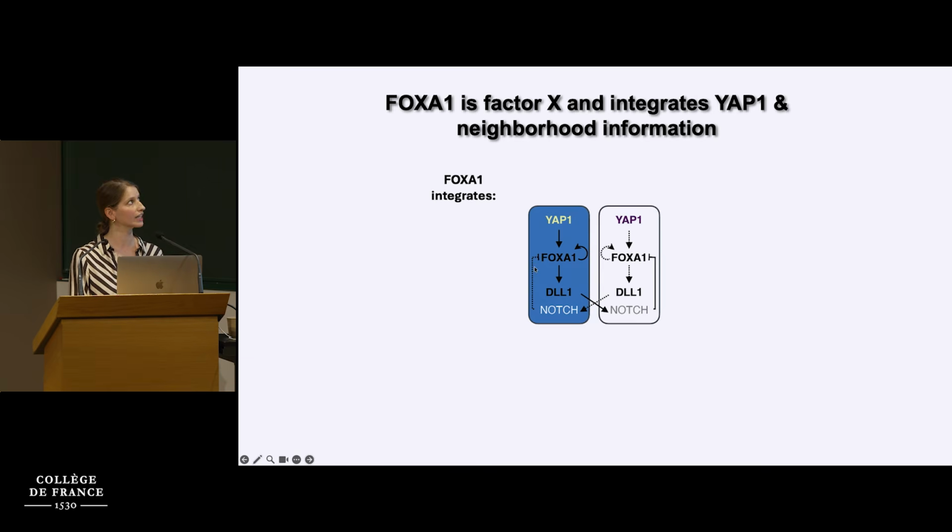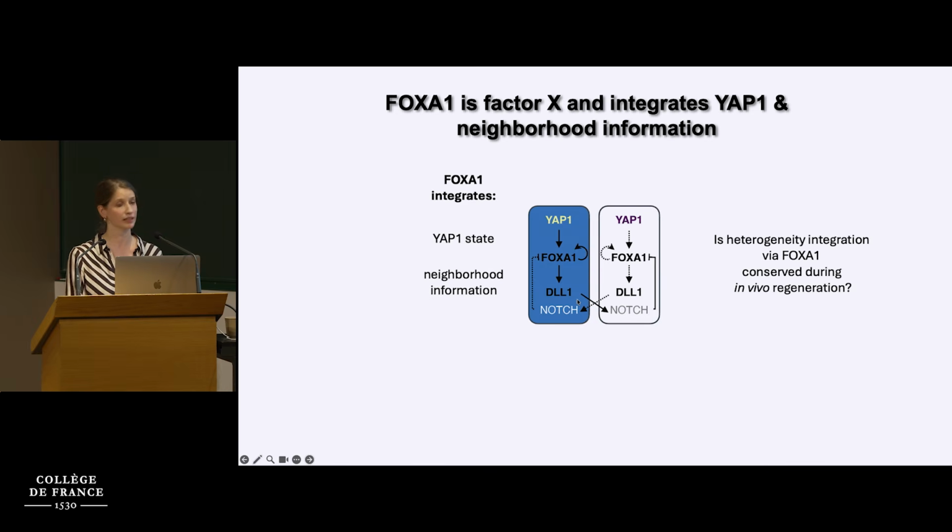And so taken together, I showed in the last few slides that FOXA1 is indeed the factor X that we were looking for. On one hand, it not only integrates the intrinsic cellular state, or for us, the YAP state, but it can also integrate the neighborhood information by dealing with the Notch binding. And so this was all done in the in vitro system. So we use the in vitro system to form a hypothesis, to really use unbiased ways to identify new candidates that we can then go back with to the in vivo system, where we can specifically test this identified transcription factor, for instance.